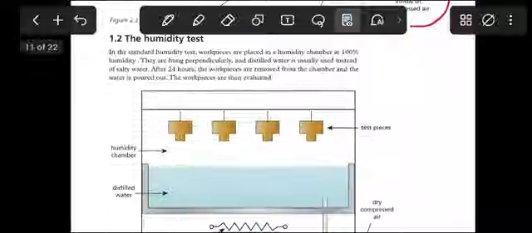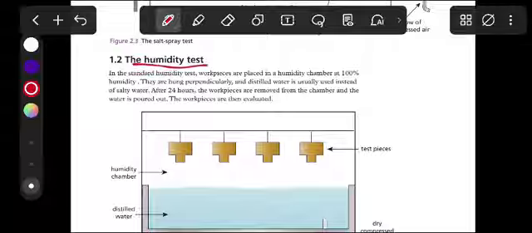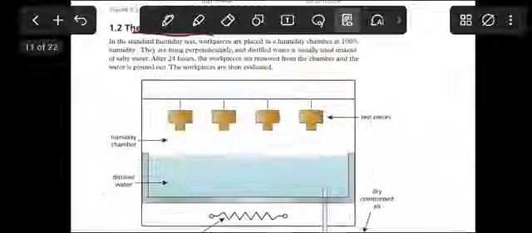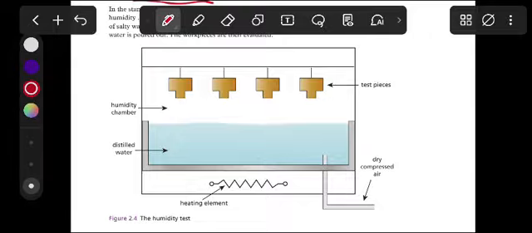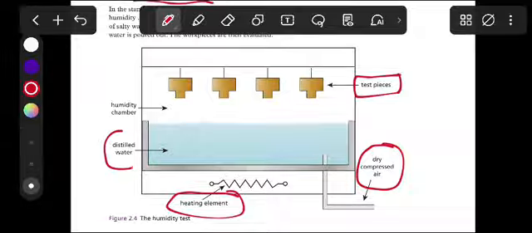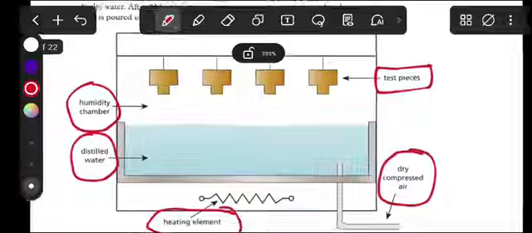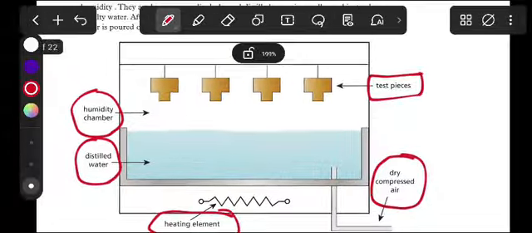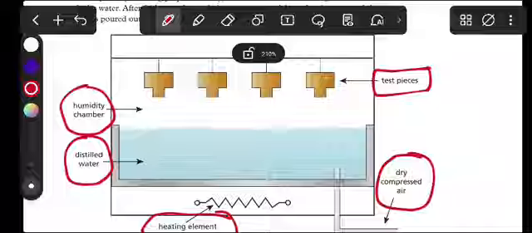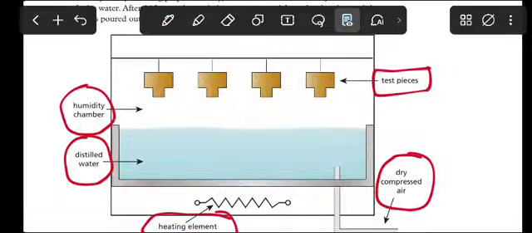You can see we have another test again. It's a humidity test. That one was the salt spray test. This one is a humidity test. You must know how to draw this humidity test. You have a test piece there. You have a dry compressed air. We have a heat element, distilled water, humidity chamber. You have to know how to draw the structure, by the way. You have to know to draw it. So yeah, you have to know to draw that structure.